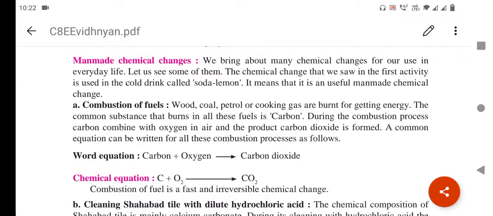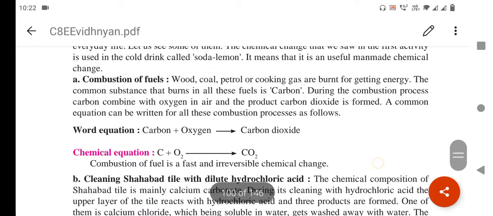Now combustion of fuel. First one is combustion of fuel. Wood, coal, petrol or cooking gas are burned for getting energy. Energy hame chahiye to hame kya jalana padta hai? Wood, coal, petrol or cooking gas. The common substance that burns in all these fuels is carbon.